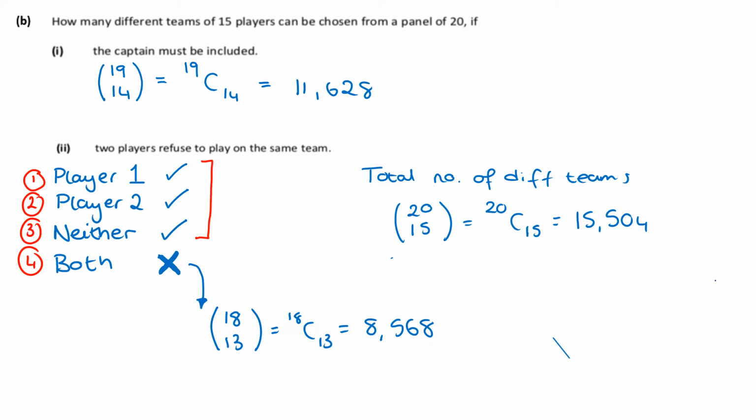So then to work out the first 3 scenarios, all we have to do is say 15,504, so the total number of scenarios, minus the scenario that they're both on the same team, the one we don't want, and that will leave us with 6,936 ways. Okay, so sometimes it's just about approaching these questions in a different way.